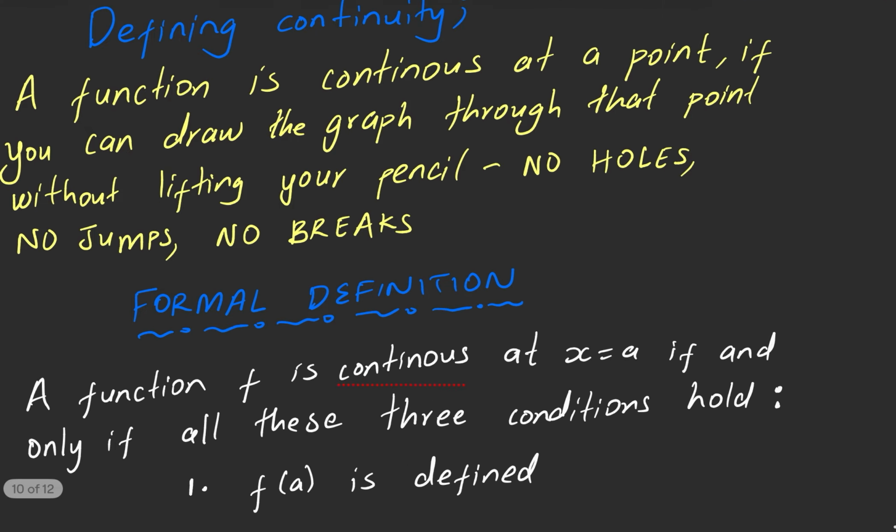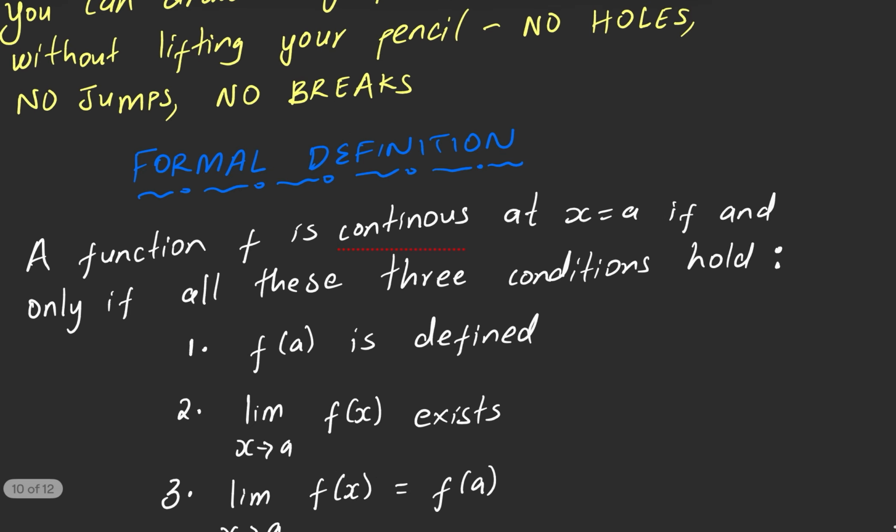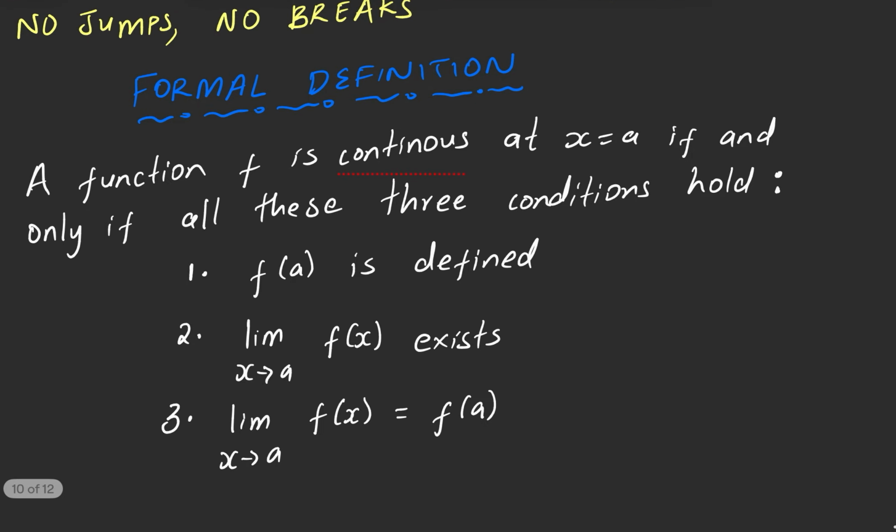The formal definition: a function f is continuous at x equals a if and only if all these three conditions below hold. The first condition, f of a is defined. The second condition, the limit as x approaches a of f of x exists. And the third condition, the limit as x approaches a of f of x is equal to f of a.